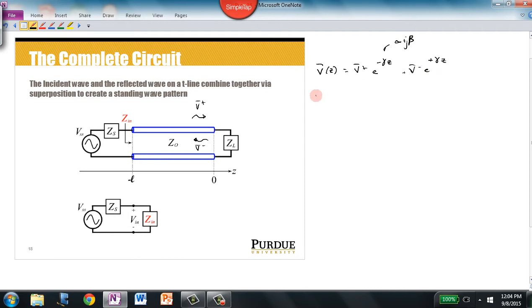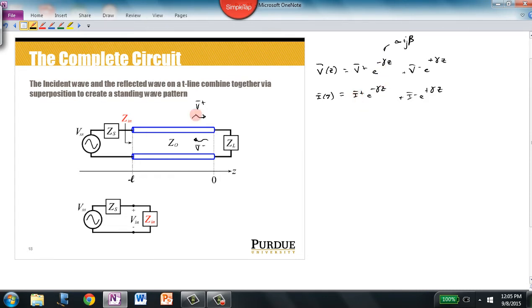And we developed a similar equation for the current along the transmission line. It was I bar plus e to the minus gamma z plus I bar minus e to the plus gamma z. And we see that the voltage and current waves have to have the same wave number and attenuation constant associated with them. They do not, however, have to have the same magnitude and phase. There can be phase shift along the transmission line because, remember, this is a complex number here. It has a magnitude and an angle associated with it.